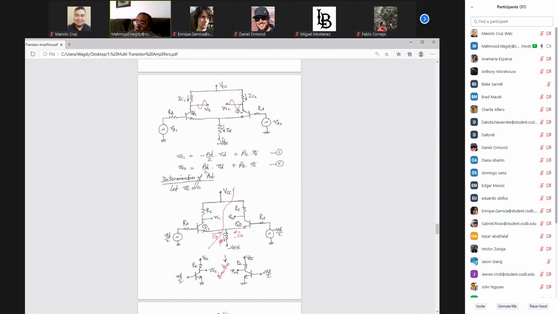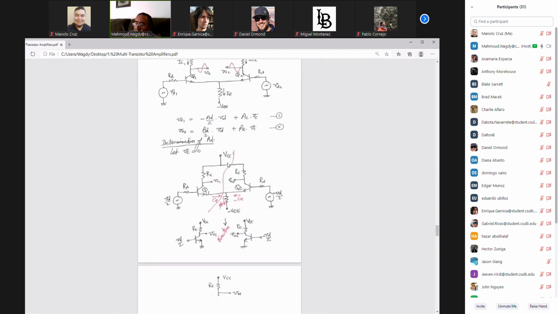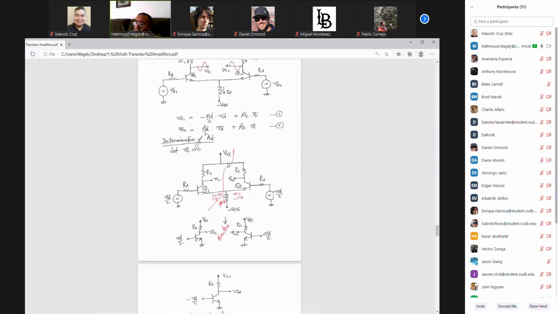When we want to characterize an amplifier, we need to determine the two components. We need to determine A sub D and we need to determine A sub C. So let's now start determining AD and AC. Let's start with AD. All right, so we need to find the value AD, the differential gain.